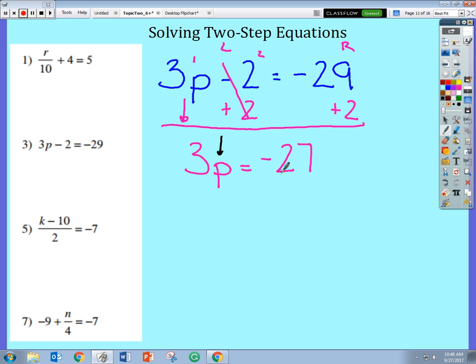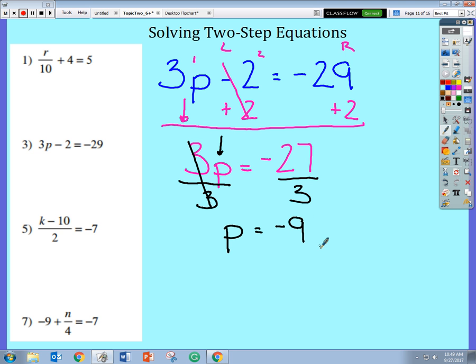My goal here is to find out what 1p is. So the inverse of multiplying by 3 would be to divide by 3. So 3 becomes our divisor for both sides of the equation. These cancel out. I'm left with p is equal to negative 27 divided by 3, which gives me negative 9.